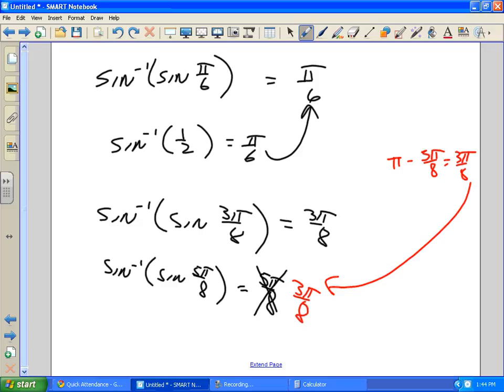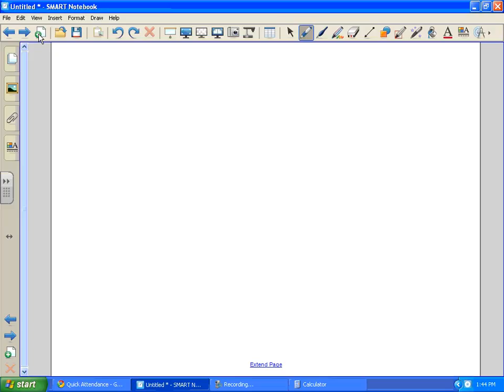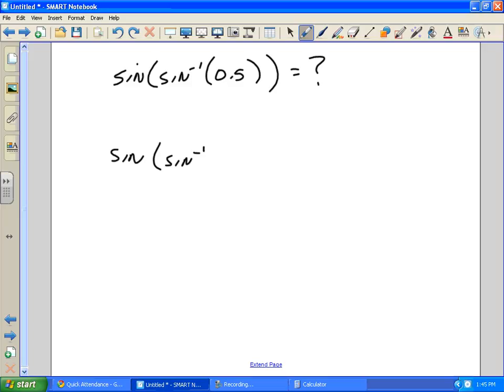Okay, you do these two. I'm leaving these for you. The sine of the inverse sine of 0.5, what is that equal? And then the sine of the inverse sine of 1.8. Do those. Take 2 seconds. Go!